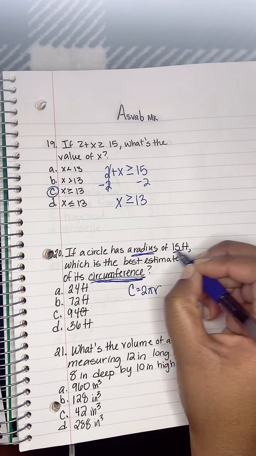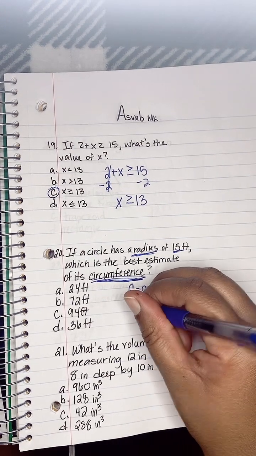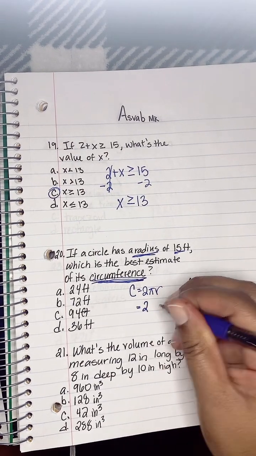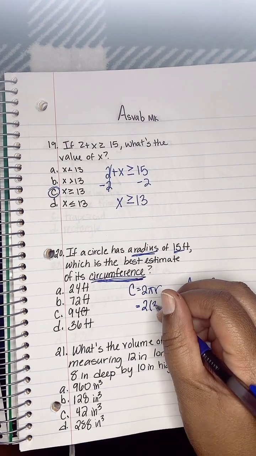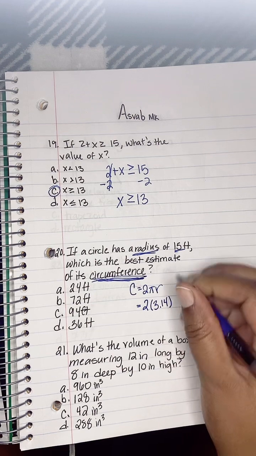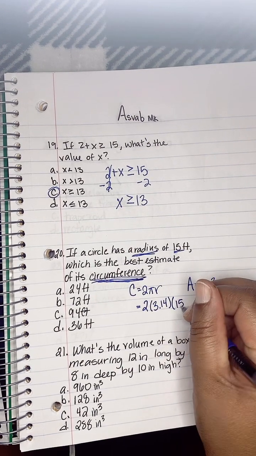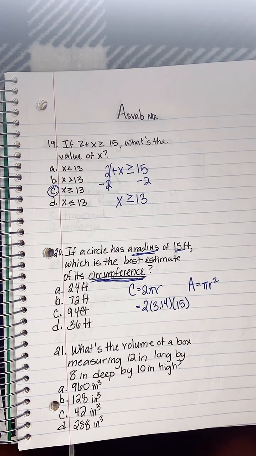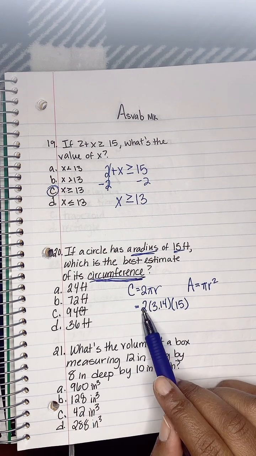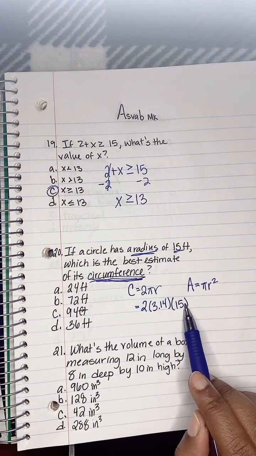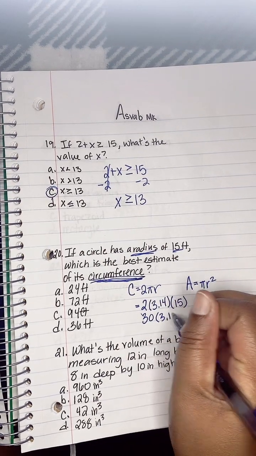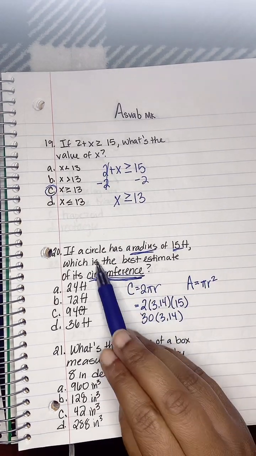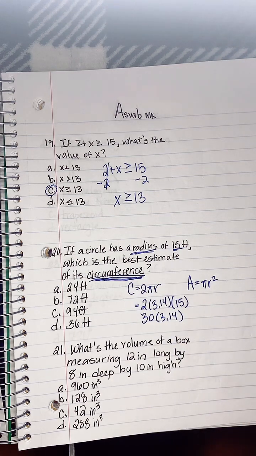So they did tell us the radius is 15. So we could do 2 times pi, which is 3.14, times 15. What I would do is I would do 2 times 15, I would double 15 first, and that would be 30 times 3.14, okay? And then it says, which is the best estimate?